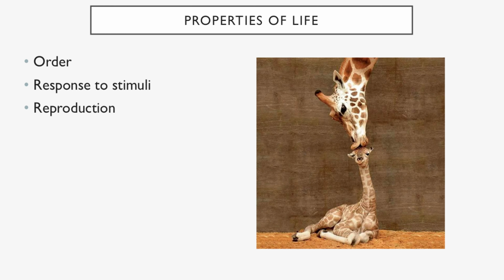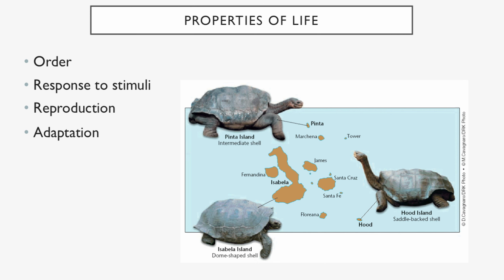The third property, reproduction, is the ability to produce offspring either asexually or sexually. Giraffes, like many eukaryotic organisms, use sexual reproduction to produce offspring. The fourth property, adaptation, refers to the ability of species to adapt to environmental pressures, allowing them to survive and pass their genes to offspring in the next generation.